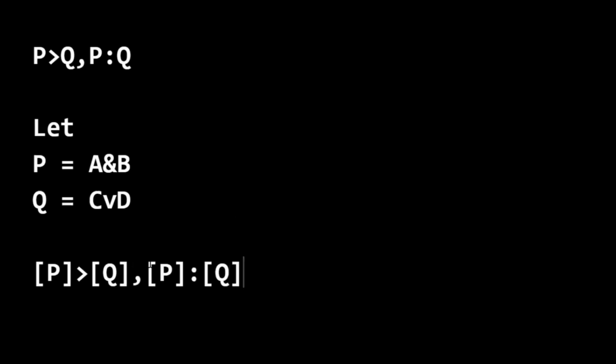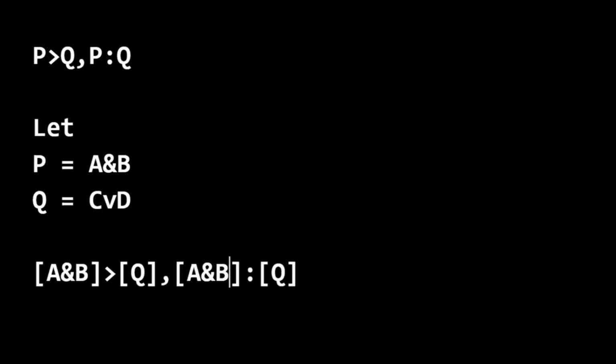focus. So wherever we see P, we're going to replace it with A and B. So I'm going to copy A and B, and for each P, I'm going to paste that in there. And then the same thing for Q. So Q is C or D. So wherever I see Q in the modus ponens form, I'm going to put C or D.